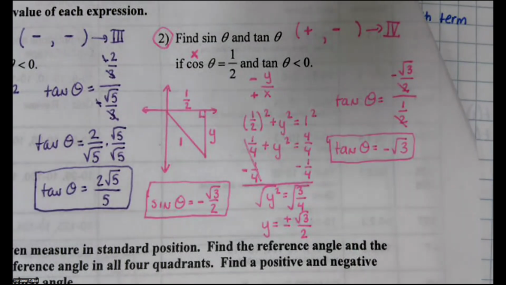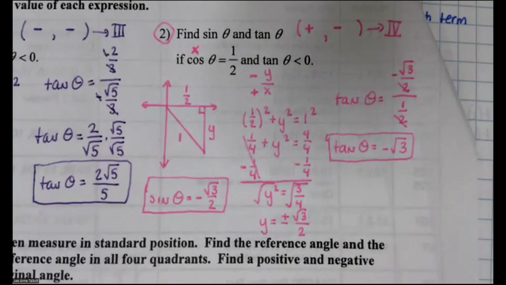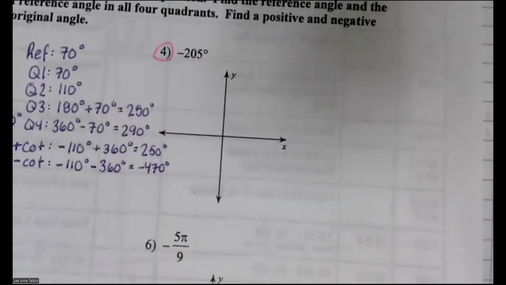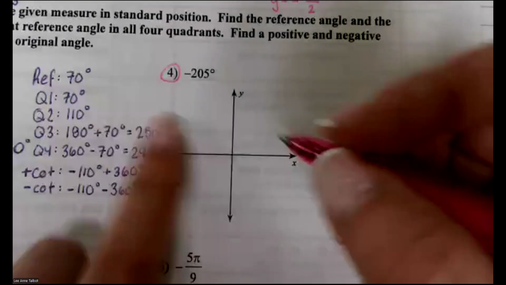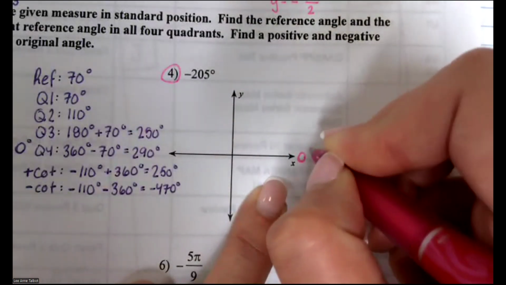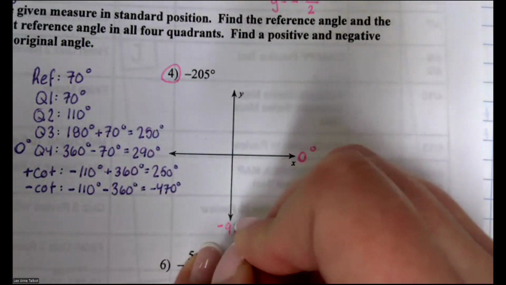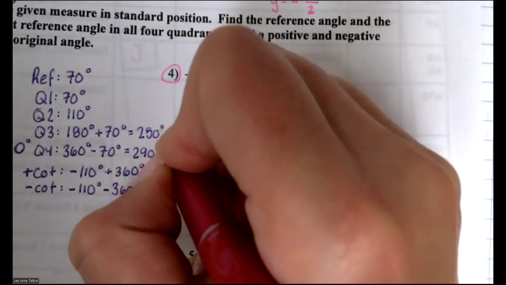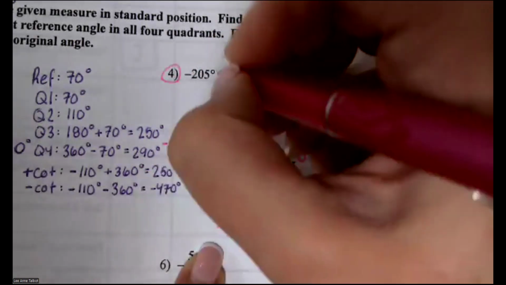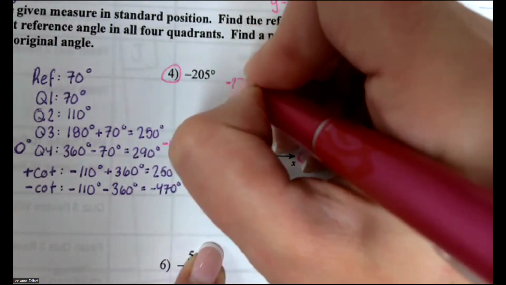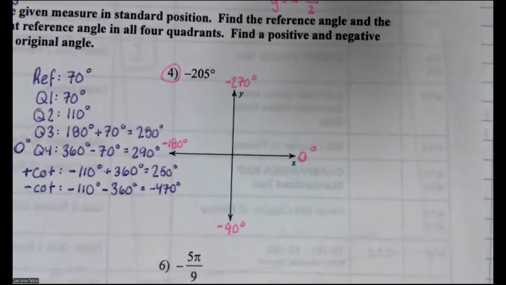Okay. Now go down to number 4. And because this is negative, I'm going to label this in the negative direction. So 0, -90, -180, -270. Everybody okay with my labeling?